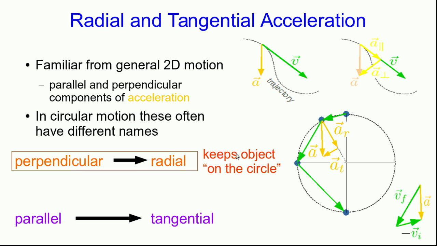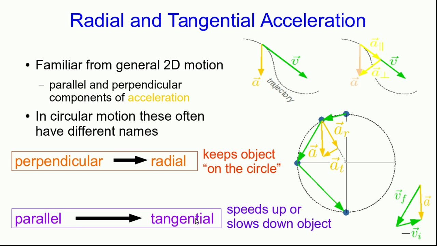The radial component is the one that curves the path, changes the direction of the velocity, or you could say it keeps the object on the circle. And the tangential component is the one that's responsible for the object speeding up or slowing down. One more thing to notice about the tangential component, since it's the part that describes speeding up or slowing down of the object: if the object speeds up or slows down, then the angular velocity must be changing.